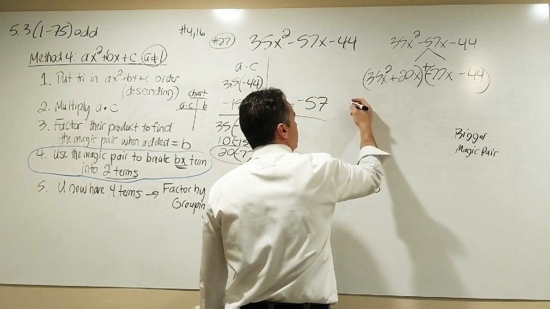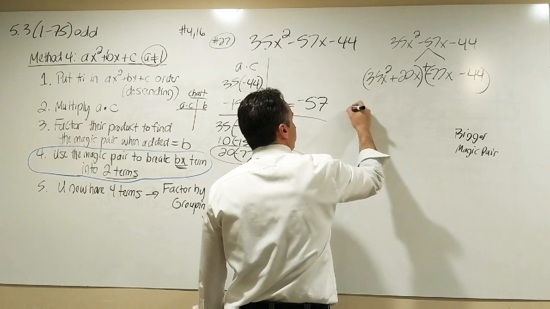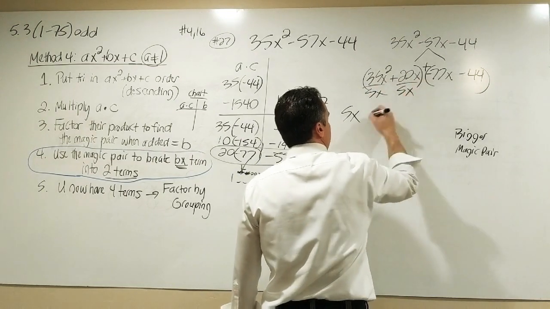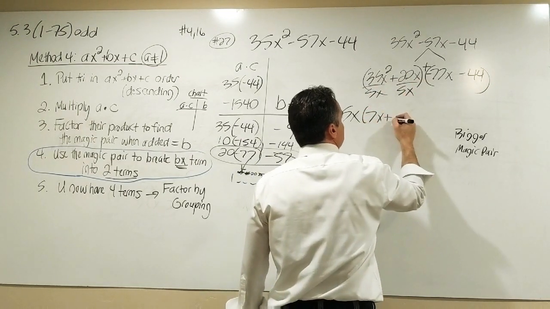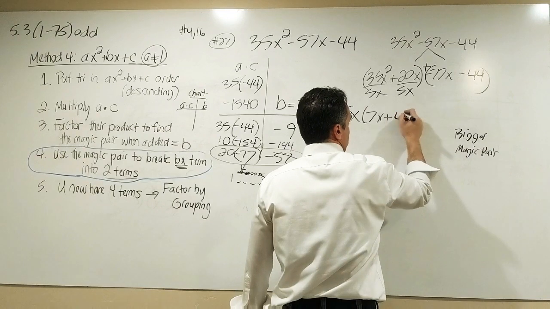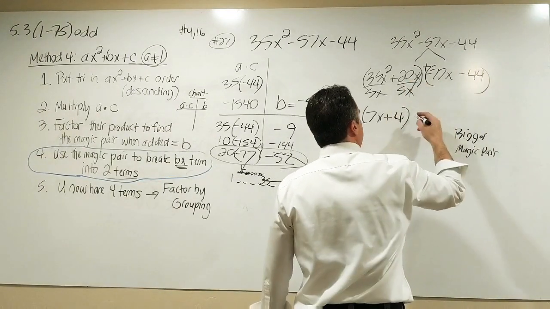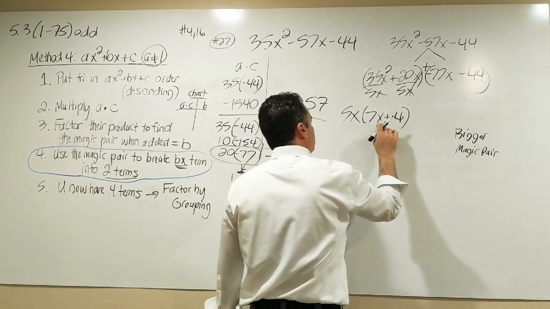What's my common factor here? Everything's divisible by 5 and x. We put this over 5x. We put this over 5x. We get 7x plus 4. Yes? 5 times 4 is 20. The x's cancel out. And my common factor here, again, I need these two things to be positive.